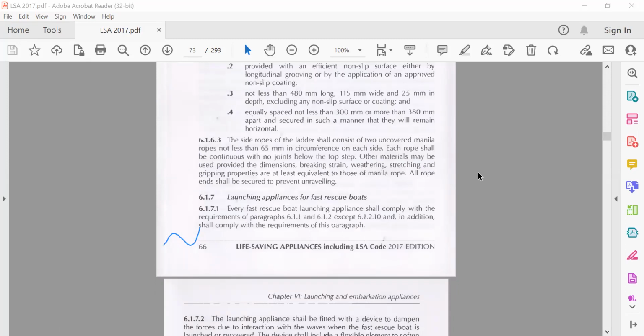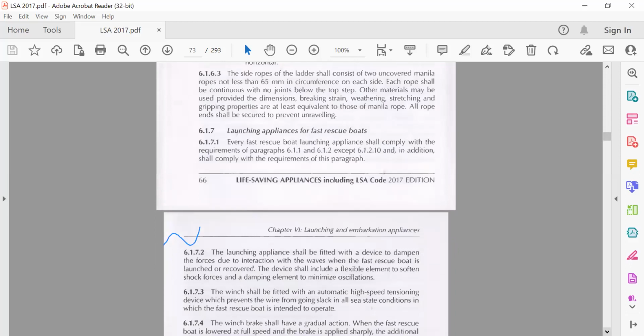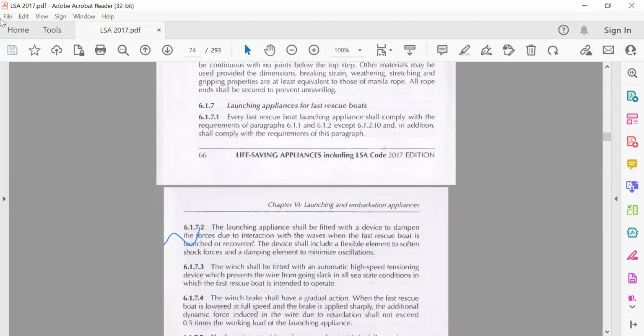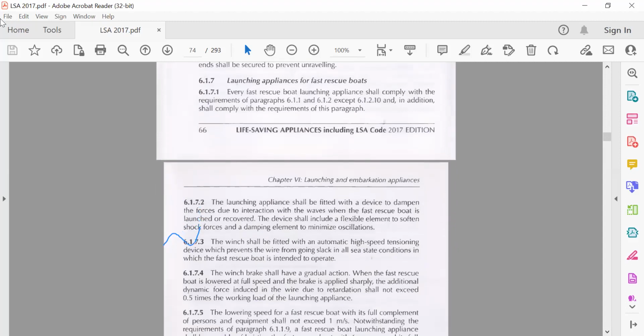6.1.7. I will take from 6.1.7 quickly, because we are short of time. It says launching appliances for fast rescue boats. So in this case, we'll be talking about fast rescue boats and launching appliances there. 6.1.7.1 says every fast rescue boat launching appliance shall comply with the requirements of paragraphs 6.1.1 and 6.1.2 and 6.1.2.10, and in addition shall comply with the requirements of this paragraph.